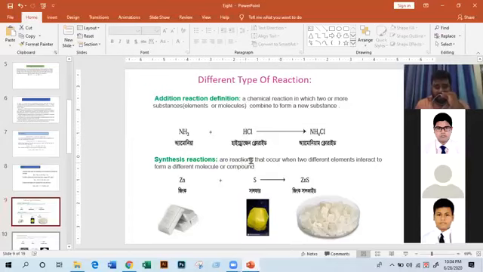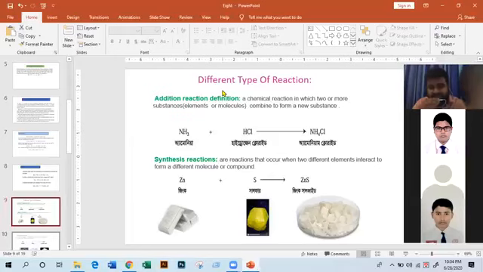বাট সিনথেসিস রিঅ্যাকশন দ্যাট অকার হোয়েন টু ডিফারেন্ট এলিমেন্টস ইন্টারেক্ট টু ফর্ম এ ডিফারেন্ট মলিকিউল অর এ কম্পাউন্ড। But addition reaction এবং synthesis reaction এর ভিতরে একটু হালকা difference আছে. All synthesis reactions are addition, but all addition reactions are not synthesis. Remember, synthesis reaction only for elements taking part in chemical reaction but not compounds. Synthesis reaction এর ক্ষেত্রে only element zinc and sulfur that produce zinc sulfide, this is synthesis. But ammonia plus HCl ammonium chloride is not synthesis, but zinc plus sulfur is zinc sulfide. Synthesis reaction only elements take part in this chemical reaction.